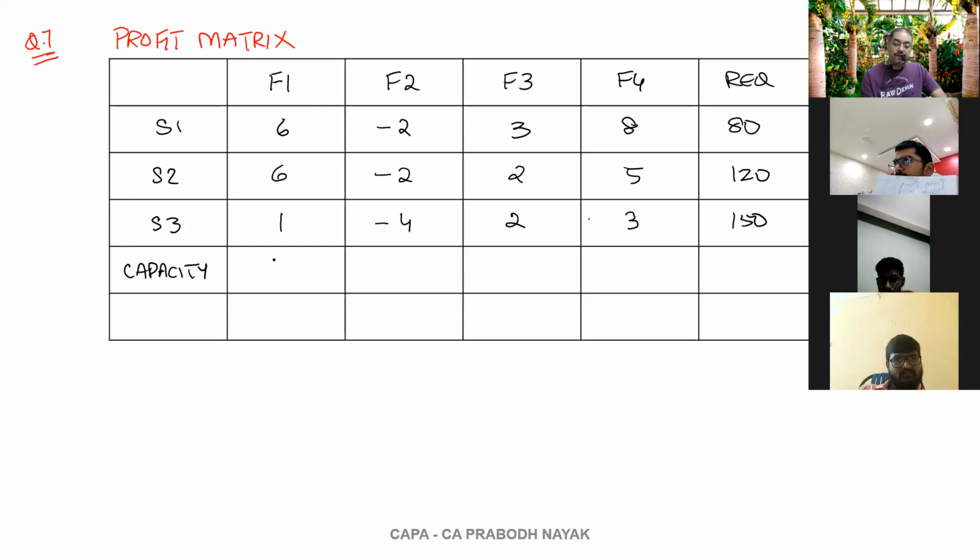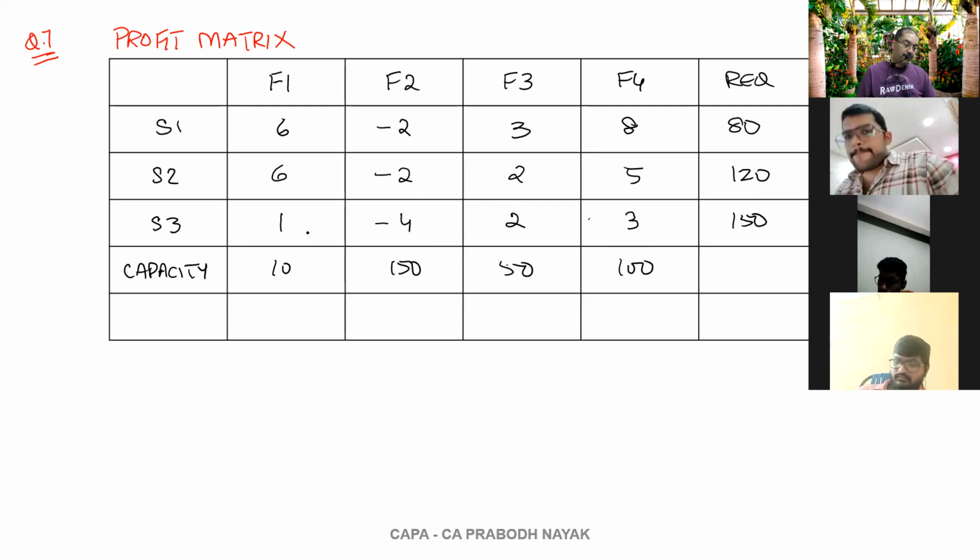Then the production capacity is 10, 150, 50, 100. Check whether it is a balance problem. 200, 350, this is 200. It is not a balance problem. This is 350 here and this is 200, 310. So we are falling short by 40. So let it be as it is now.